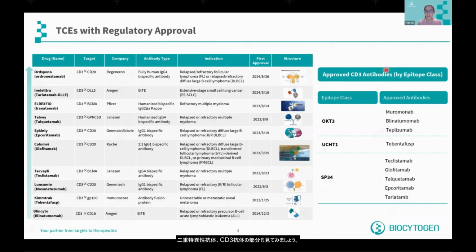We can also take a look at the CD3 antibody part of the bispecific antibodies. We can see that OKT3 and SP34 are very popular in this T-cell engager format. SP34 is the most popular one because it can also react with the monkey protein, so that's why it is really popular. But there is also a problem with SP34: it has the CRS problem.